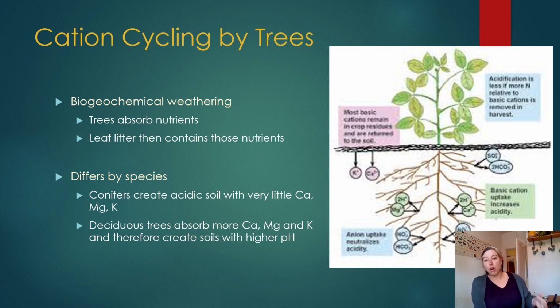So for example, conifers grow in acidic soil, and they produce acidic needles, and they don't need as much calcium and magnesium and potassium. So you get these very acidic, shallow soils in conifer forests. Whereas deciduous trees need more calcium, magnesium, and potassium to grow, so they tend to pull more of that out of the soil, and therefore create soils that have these higher pHs with calcium, magnesium, and potassium in them, which is kind of interesting.